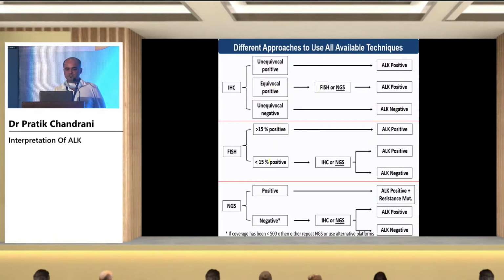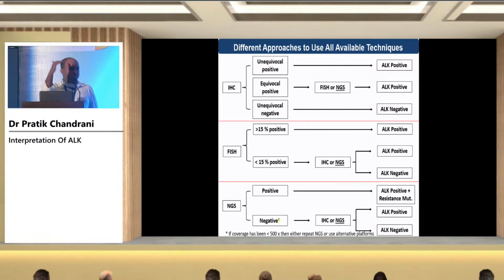For PIS, if results are less than 15% positive, then again an alternative approach by IHC or NGS can be useful to confirm the positivity. And if we go for NGS, when it is positive, it is positive. When it is negative, it is negative. But there is one parameter we need to pay attention to, and that is coverage. If coverage of the NGS reaction is low, then a negative result wouldn't be reliable.